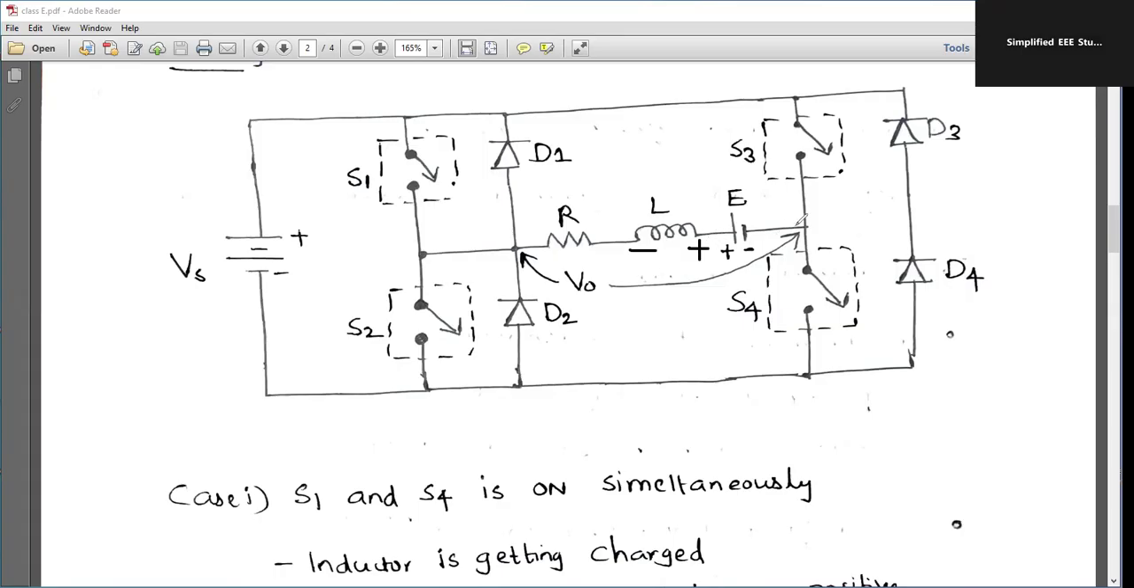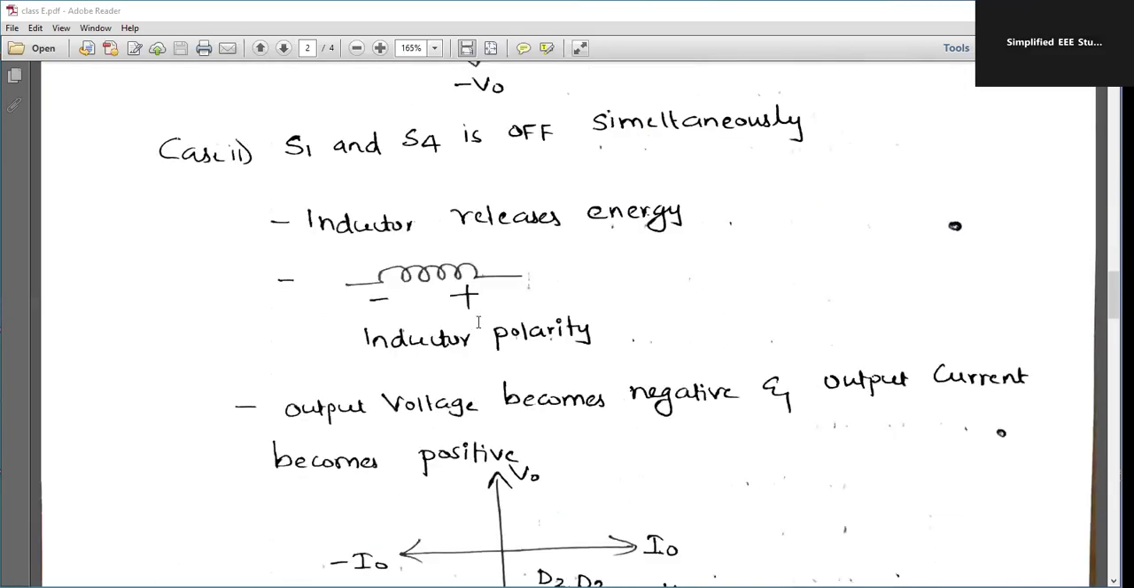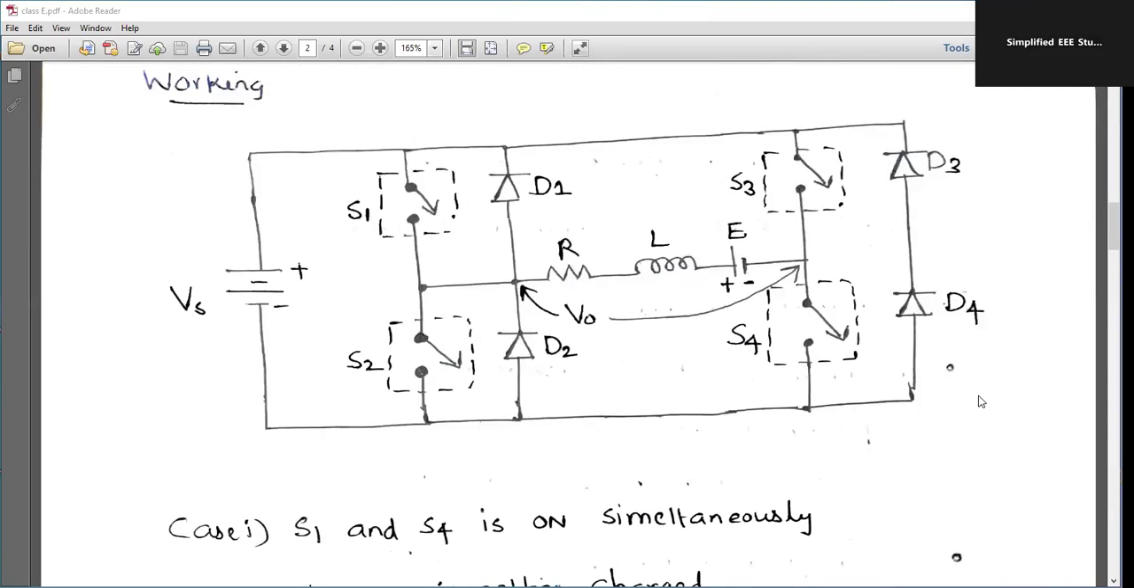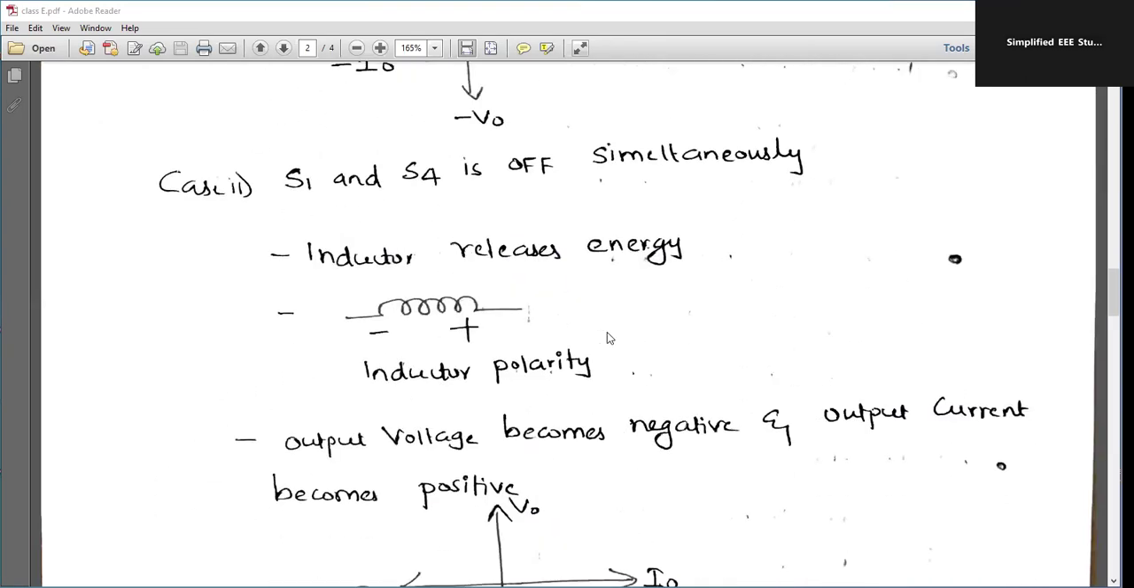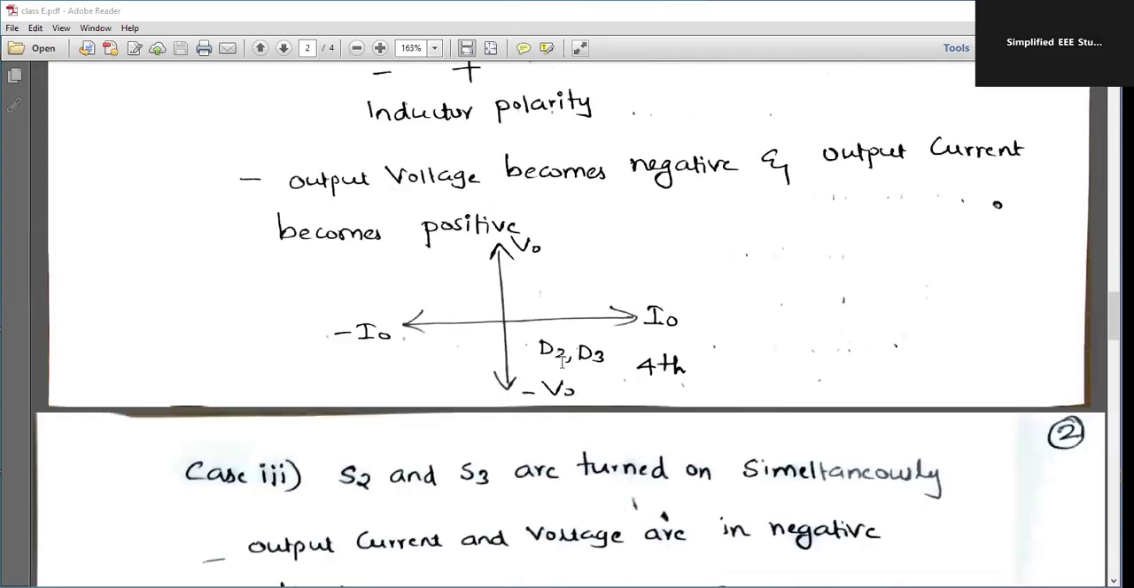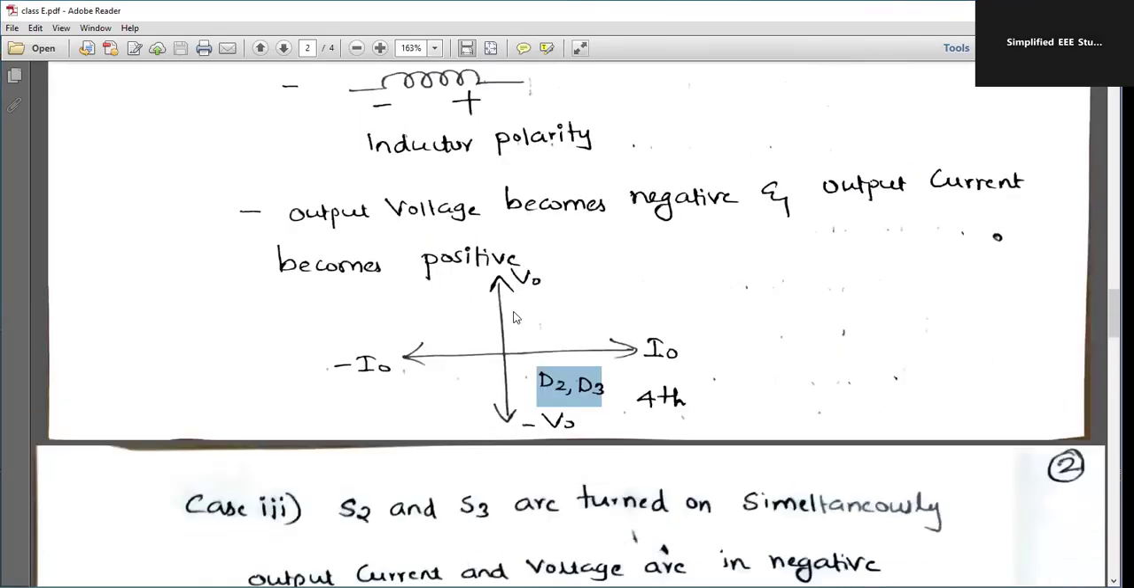Now the thing is, what about the current and voltage? The direction of current and voltage. Remember, the inductor polarity is getting reversed. So here, the inductor releases the energy. The output voltage becomes negative, where the output current becomes positive. Output current is positive because both are in the same direction. Output voltage becomes negative, that's a speciality. Now we can say it is going to operate in the fourth quadrant.